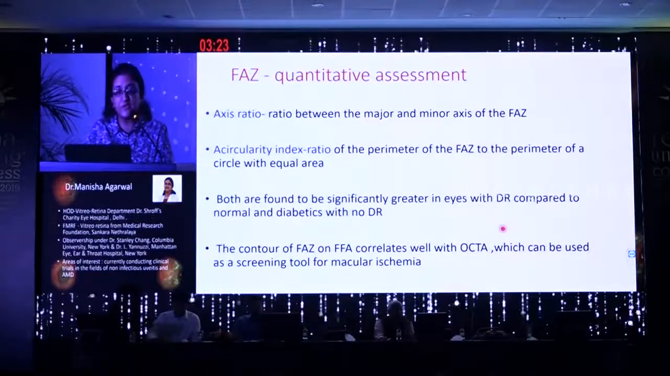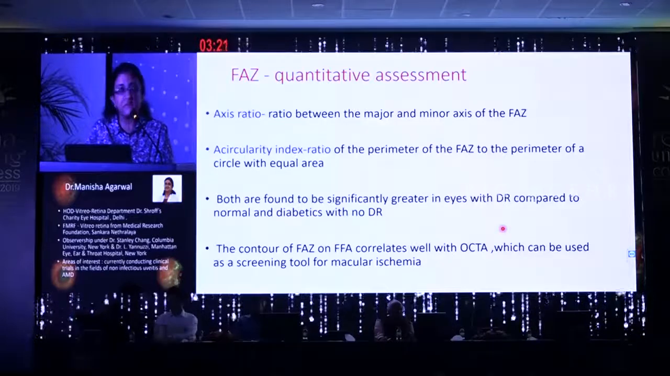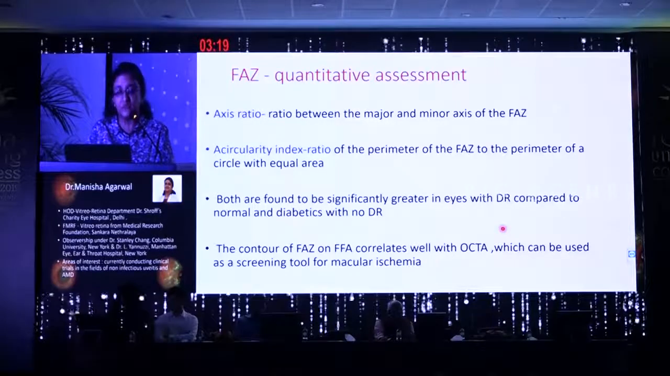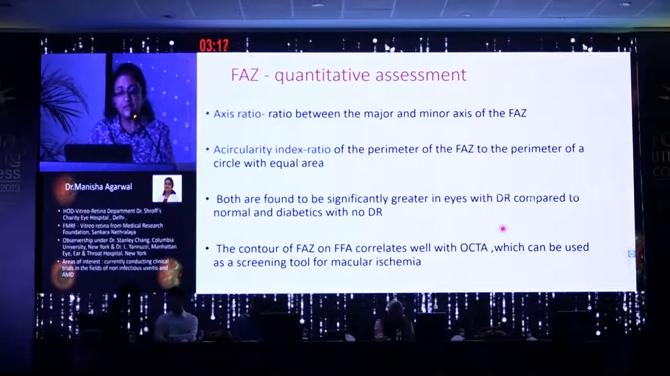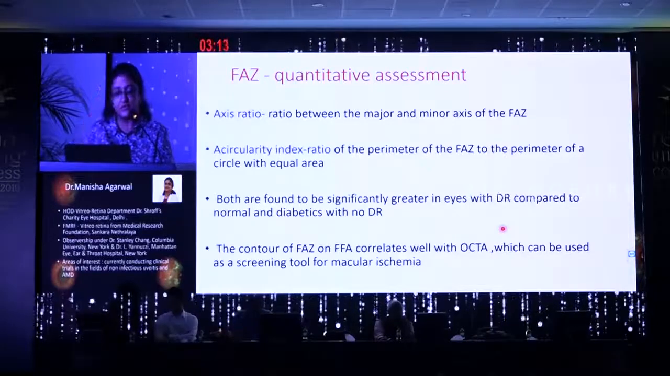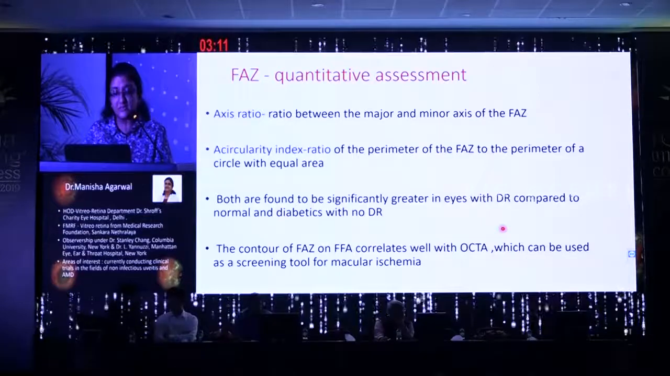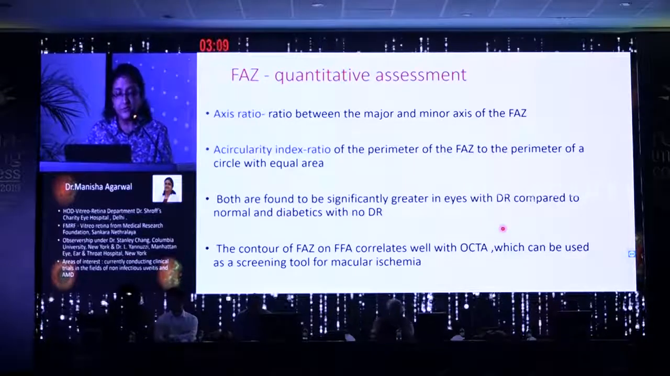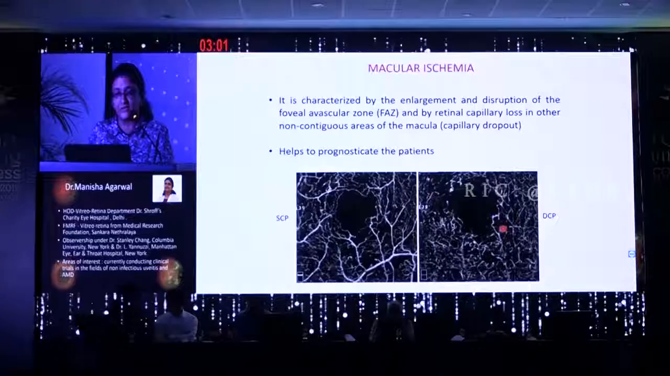There is a possibility of doing a quantitative assessment of the foveal avascular zone using an OCTA, and both of these are found to be significantly greater in eyes with diabetic retinopathy compared to normal and diabetics with no DR. The contour of the FAZ on FFA correlates pretty well with the OCTA, and it can be used as a screening tool when we want to rule out a macular ischemia.